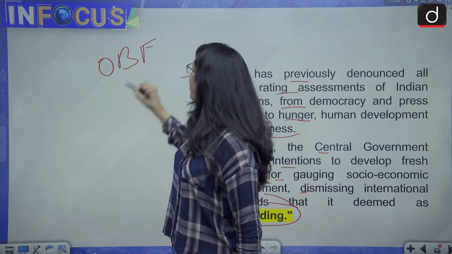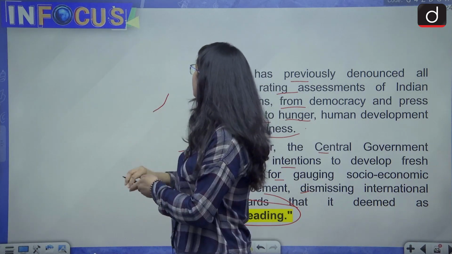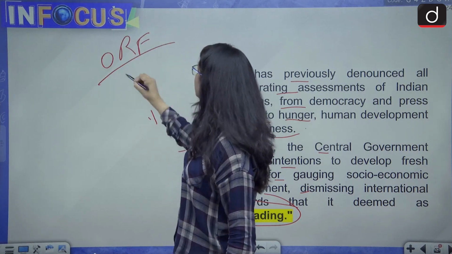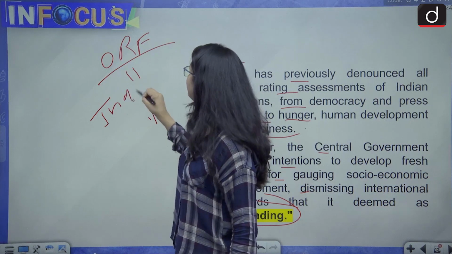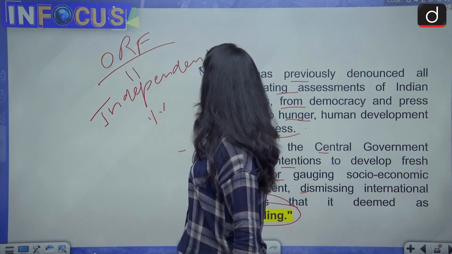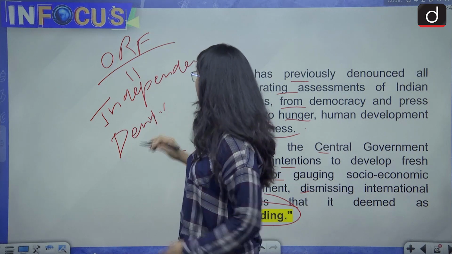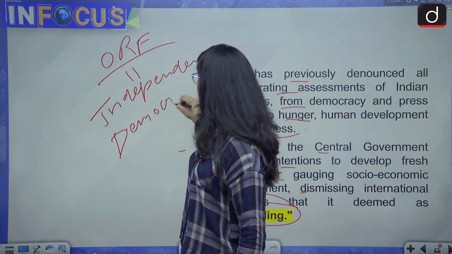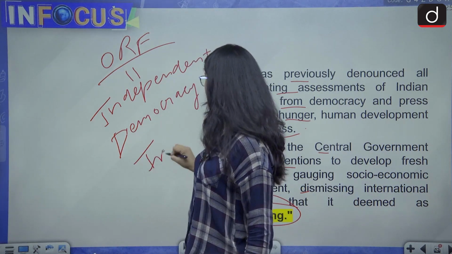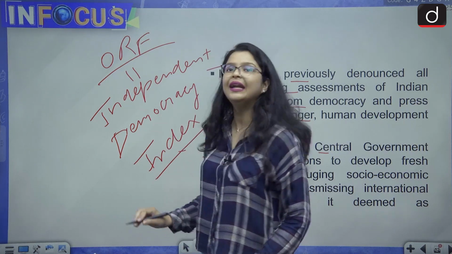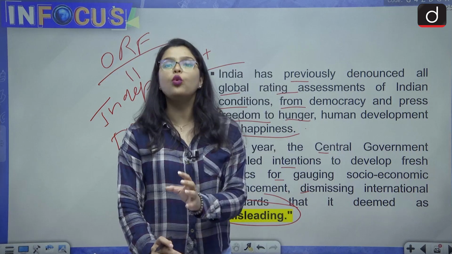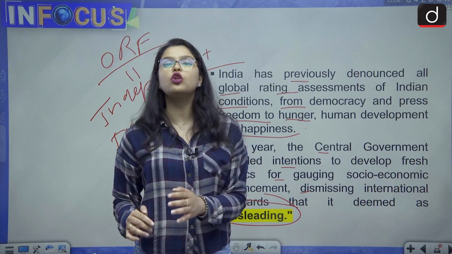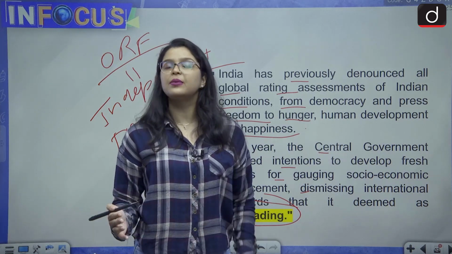That is why India has engaged the Observer Research Foundation to develop its own independent democracy index. And that is why India is pushing its own independent democracy index, which will be peer reviewed, which will be based on objective judgments rather than subjective judgments.